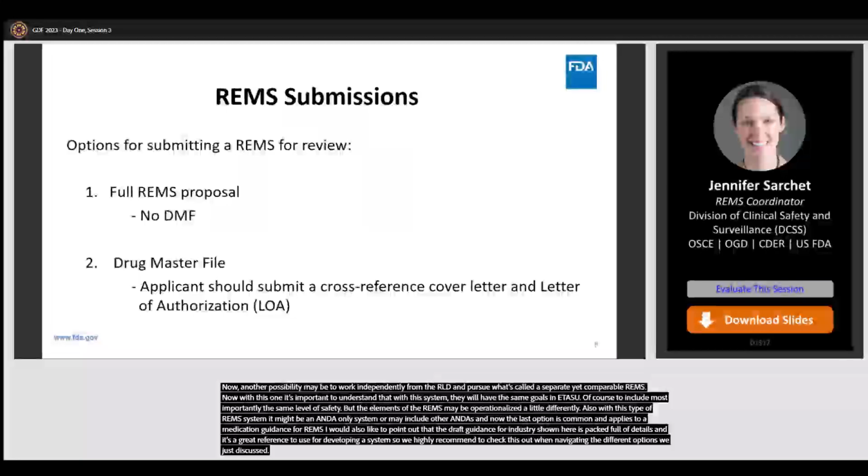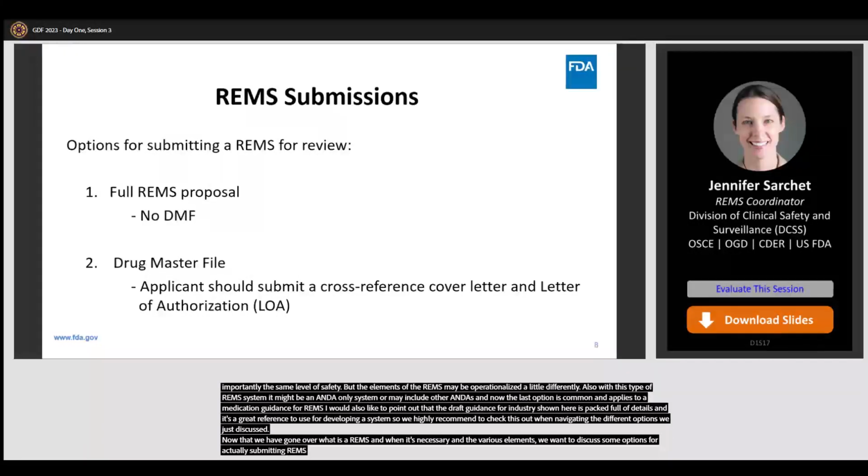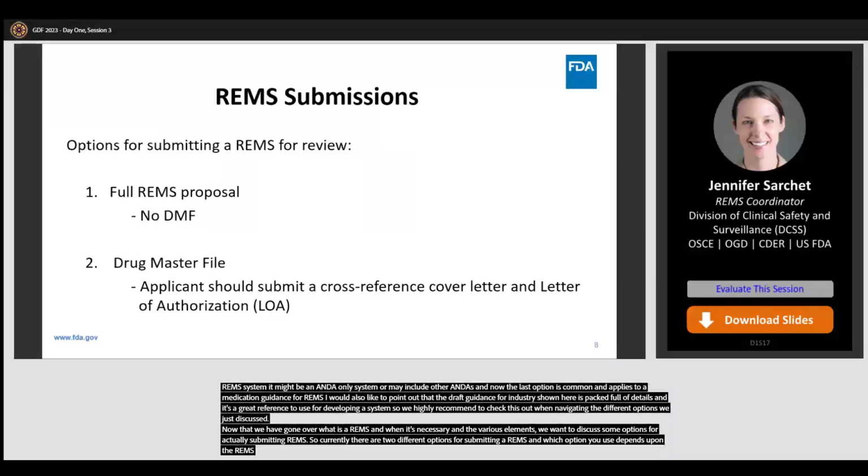Now that we have gone over what a REMS is, when it's necessary, and the various elements, we want to discuss some options for actually submitting a REMS. So currently there are two different options for submitting a REMS, and which option you use depends upon whether the REMS uses a DMF or not. So we'll go ahead and describe each of these in a little bit more detail in the next couple of slides.